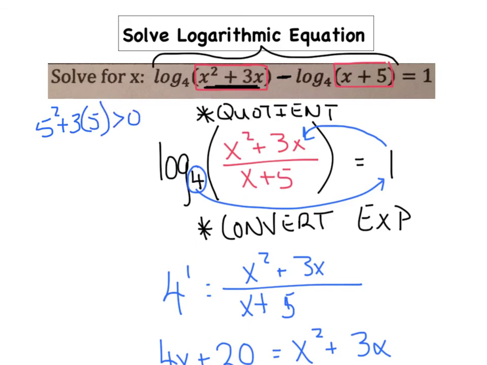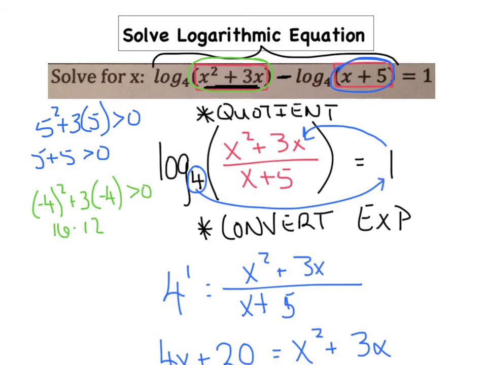Same thing goes for this expression here. If I plug a 5 into that, will I be positive? And the answer is yes. Now, let's redo the same process with the negative 4, and this is the one you're probably more suspicious of. So I'm going to say, okay, negative 4 squared plus 3 times negative 4. Is that greater than 0? Well, 16 minus 12 is greater than 0.